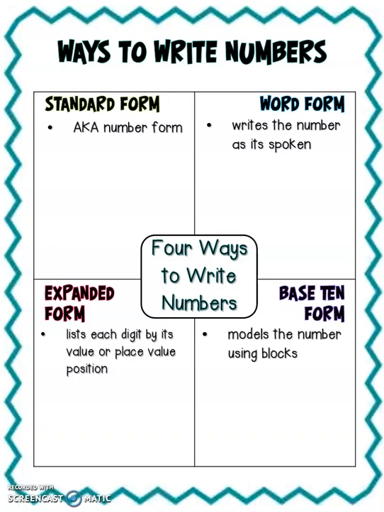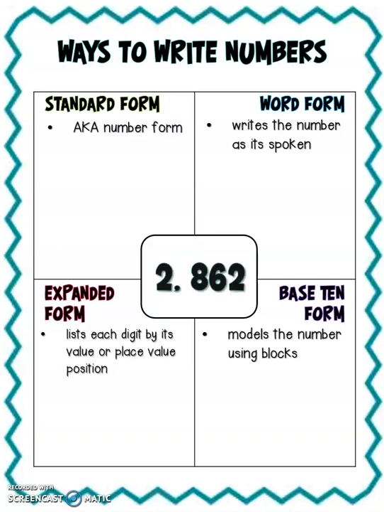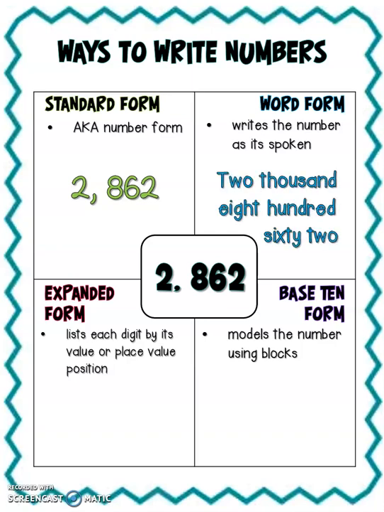So let's look at all 4 of these forms using the number 2,862. Standard form, since it's just number form, would be repeated with those digits, so 2,862. Word form would take that number and write out 2,862 in words. So I would list out and actually spell out the way that I would read the number. Expanded form can be written 2 ways.